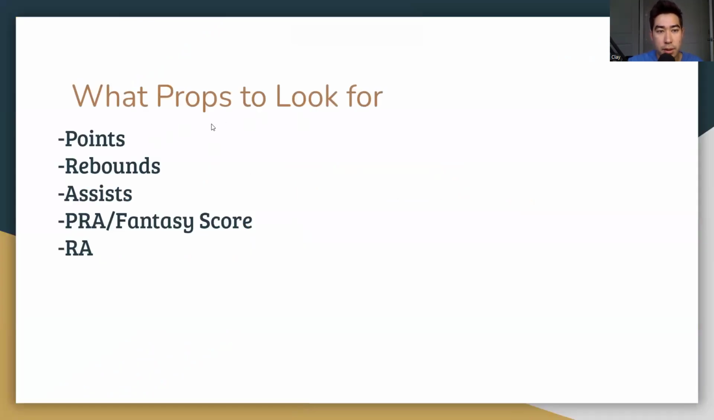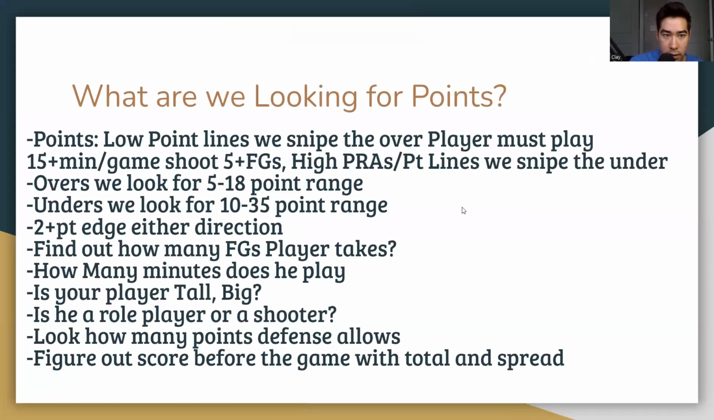So, what props are we looking for? Points, rebounds, assists, PRA, fantasy score, RA. What are we looking for with points? So we're looking for low lines that we can snipe the overs on. So anything from like a 5 to 10 point line, we're gonna snipe the over on those guys. They're usually like the fourth or fifth best players on the starting lineup or the bench players.